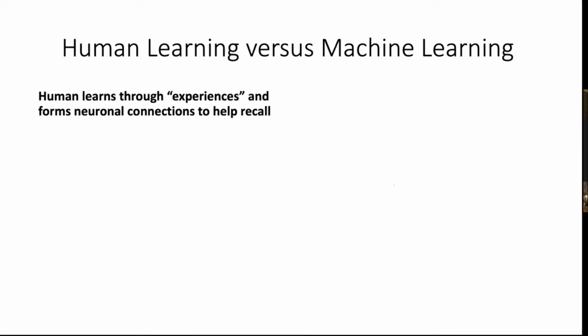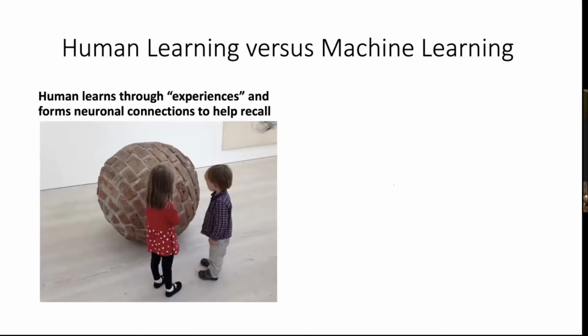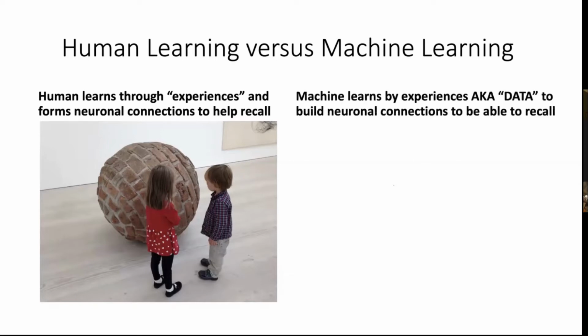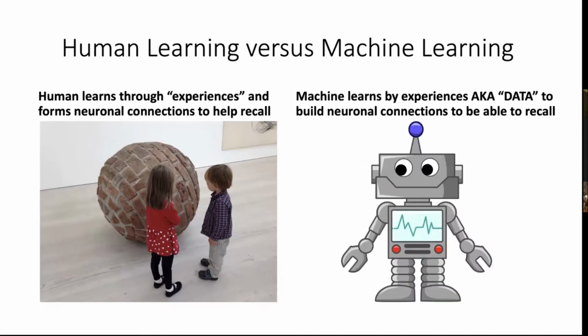In human learning, you're learning from experiences: touch, feel, see, that sort of thing, sight. Versus in machine learning, you're basically getting the same stuff, but through data. So the computer, or the program, learns from data.